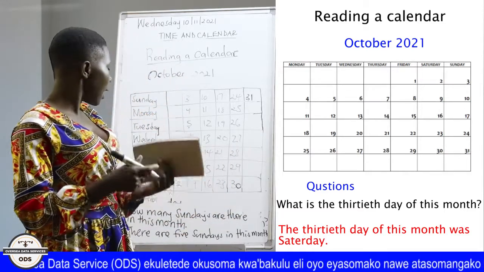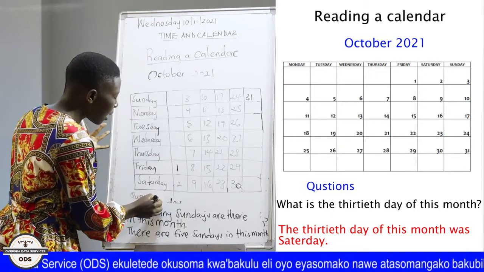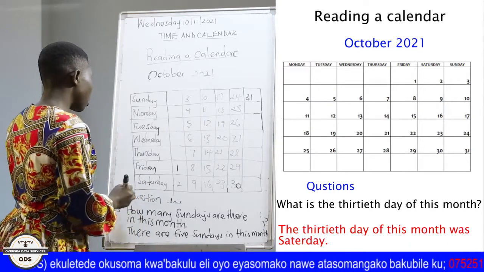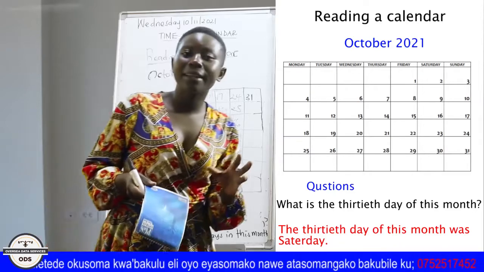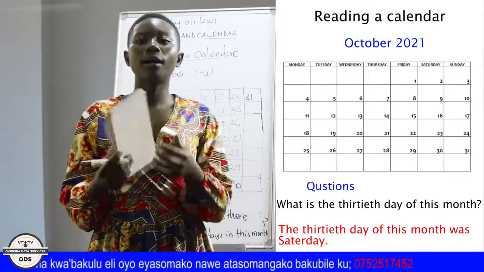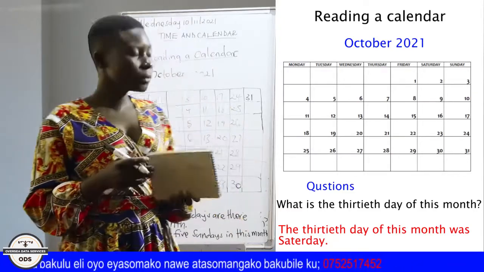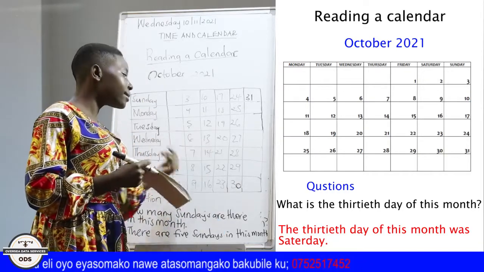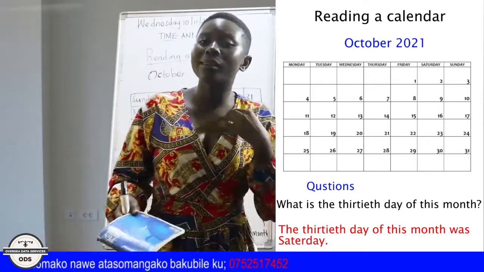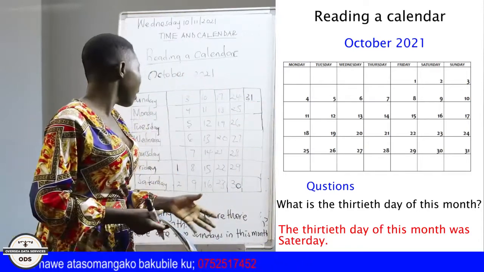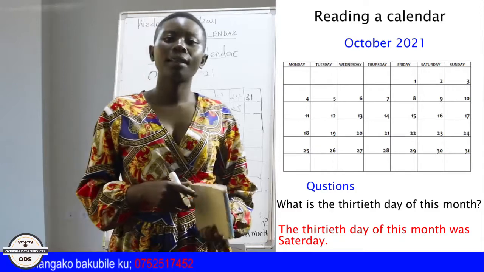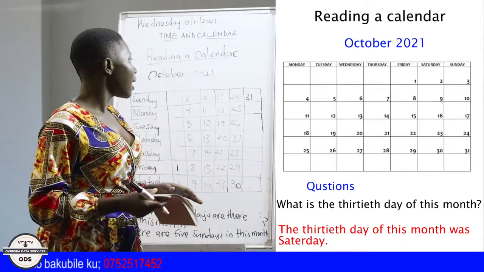You can now answer more questions about the calendar and what you can do for me. If you have a calendar in your room, go and try reading it, try interpreting it. If someone asks me like this, am I able to answer? If someone asks me about the date, am I able to answer? If someone asks me about the day, am I able to answer? That's all about a calendar.